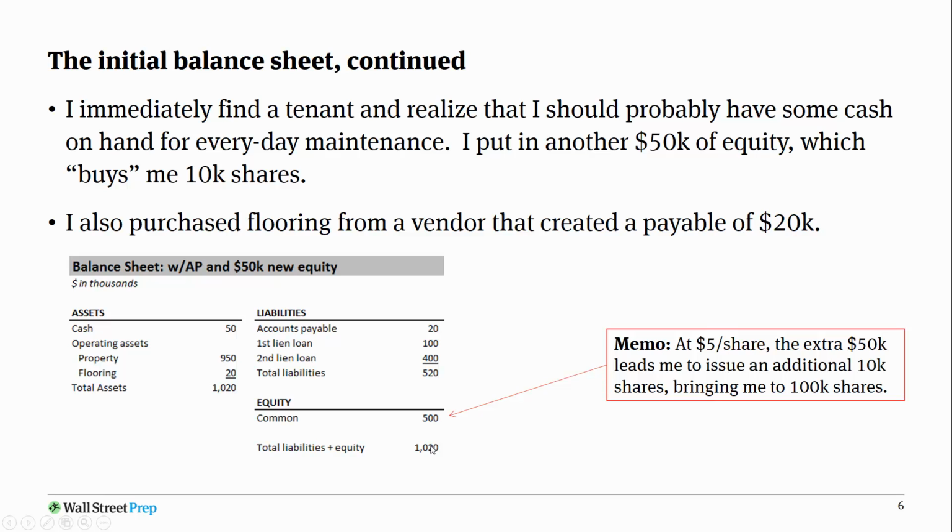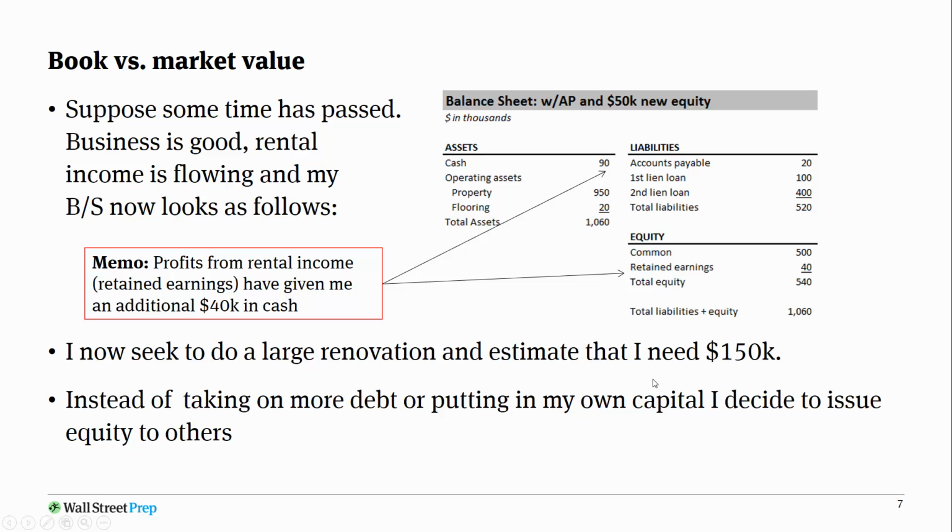Remember, at $5 a share, the extra $50,000 gets me an additional 10,000 shares. So now I've gone from 90,000 to 100,000 shares. Again, so far, hopefully, I think we're straightforward. Now, some time has passed.